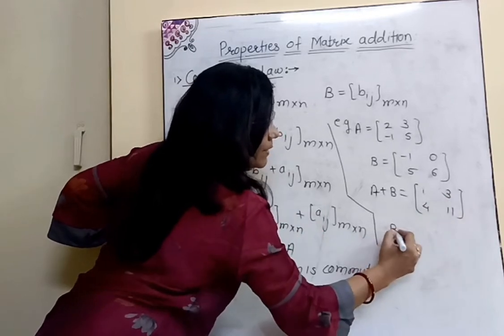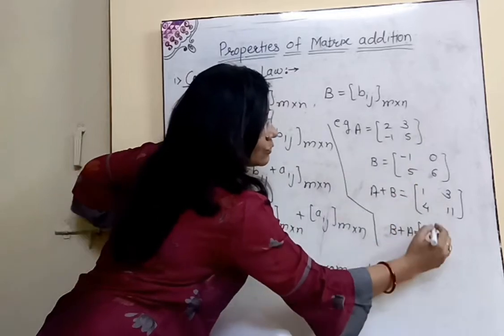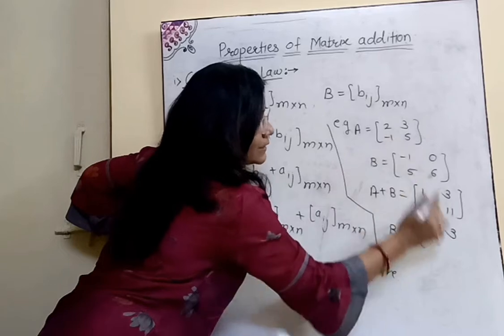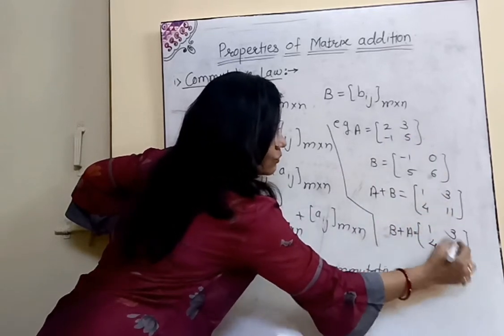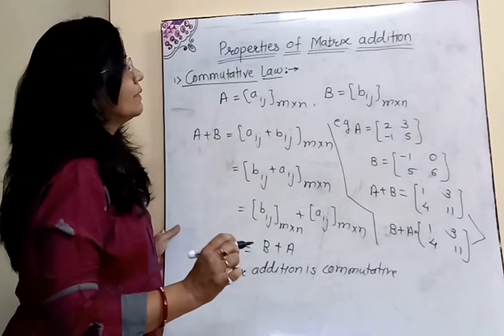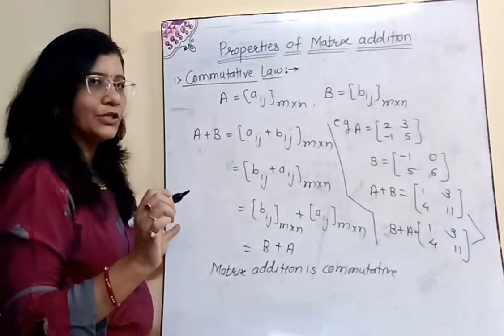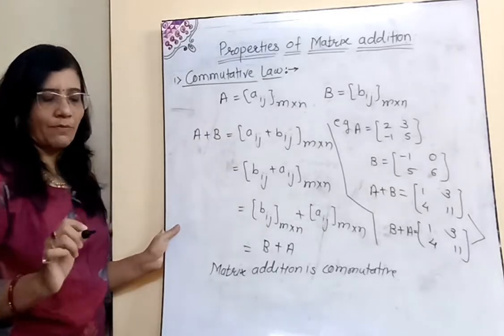And if we add B plus A, what do we get? Minus 1 plus 2 is 1, 0 plus 3 is 3, 5 minus 1 is 4, and 6 plus 5 is 11. So both the answers are equal, and so the commutative property is satisfied by the addition of two matrices. So matrix addition is commutative.